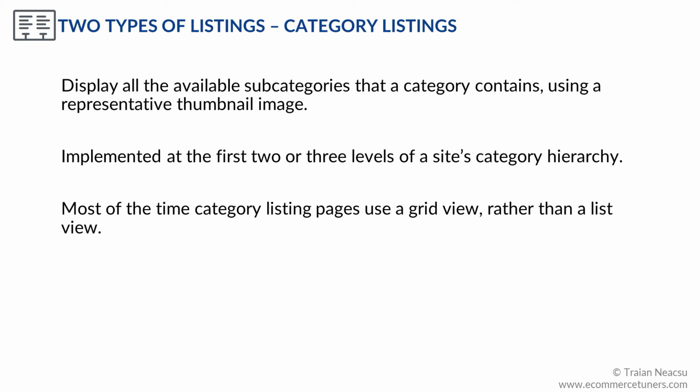Category listings are implemented at the first 2 or 3 levels of a site's category hierarchy, depending on the size of the product catalog. Because the number of subcategories to display is low, most of the time category listing pages use a grid view rather than a list view.